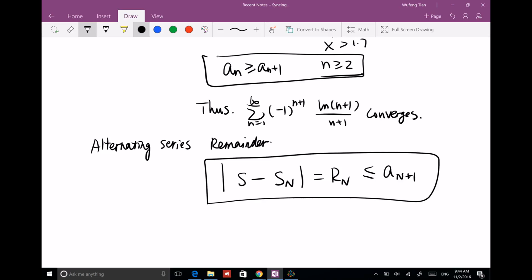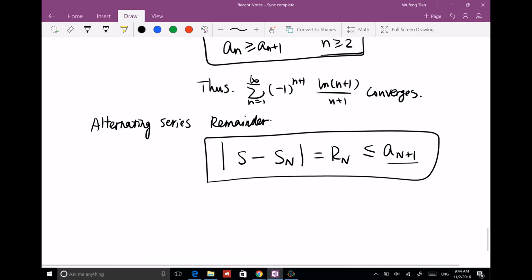Alright, what's the meaning of that? It means that the remainder is less than or equal to the first neglected term. So, the next term. Okay, so let's look at an example.